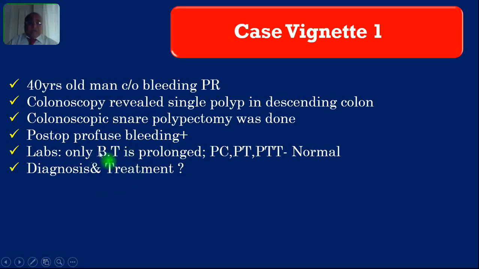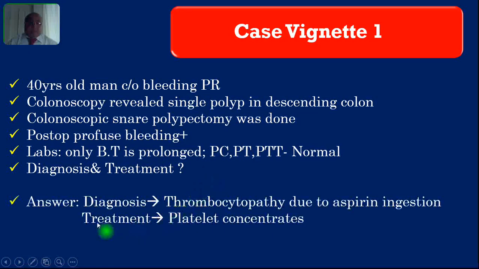Since bleeding time is prolonged, this is a platelet problem. But since the platelet count is normal, this is not thrombocytopenia. This is a case of thrombocytopathy. So diagnosis is thrombocytopathy due to aspirin ingestion. On subsequent interrogation, the patient revealed that he was taking aspirin regularly. So treatment is you have to give platelet concentrates.